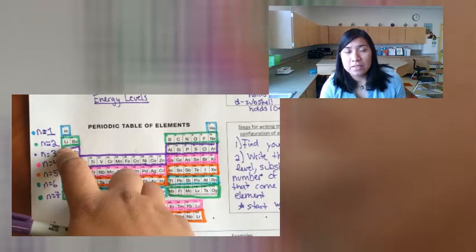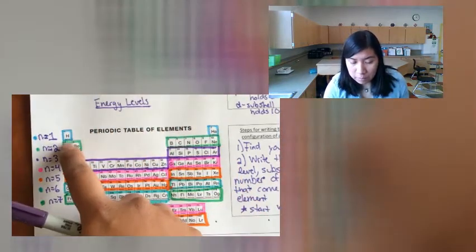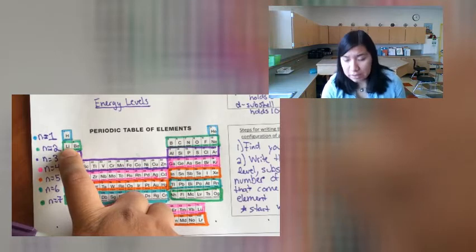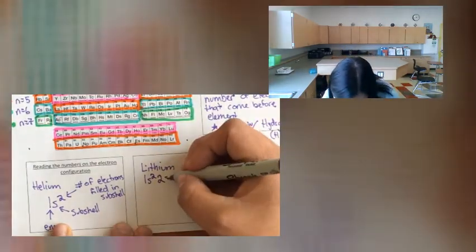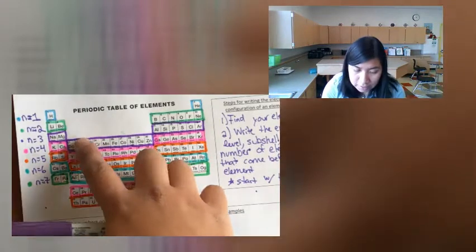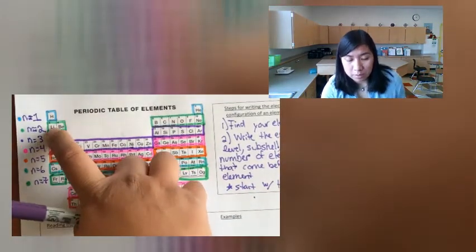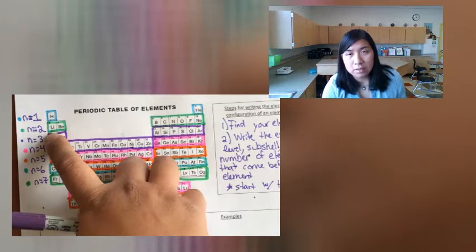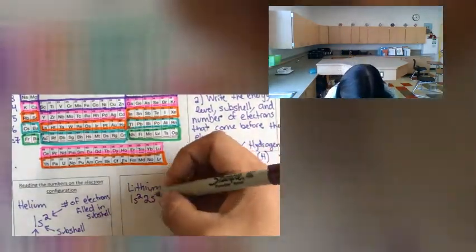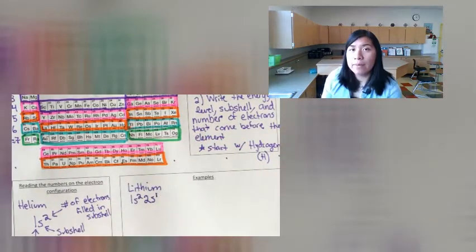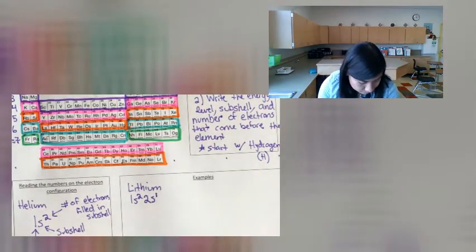The next thing I'm going to write is, from here, I move down to the second energy level. So I'm in the second energy level, so 2. So I wrote a 2 down there. I am in the S block. So I'm going to do S. And this is the first one. So this would be 1 electron, 2 electrons. So lithium only has 1 electron filled in the 2s. So it's going to look like that.